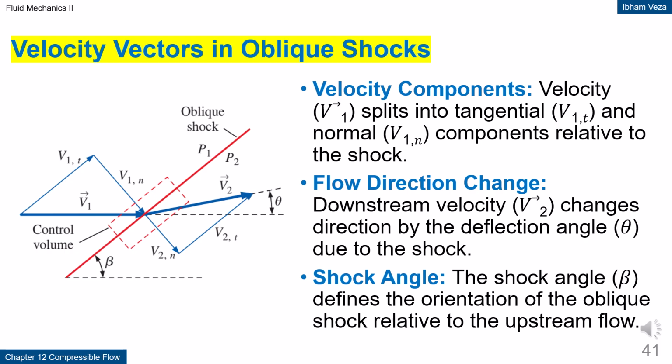Velocity vectors in oblique shocks. The upstream velocity can be decomposed into tangential and normal components relative to the shock. The normal component undergoes changes similar to those in a normal shock. The tangential component remains unchanged across the shock. After passing the shock, the direction of the velocity vector changes according to the deflection angle. This vector approach simplifies the mathematical analysis of oblique shocks.